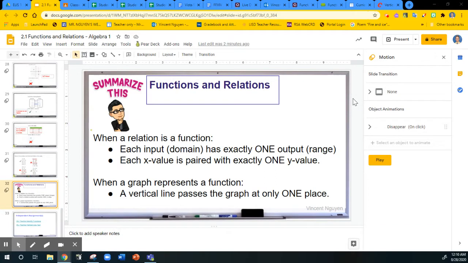Thanks for joining me. Today we're going to be talking about what makes a relation a function. So how do we check for functions? Let's read this summary really quick. A relation is a function when each input value has exactly only one output.